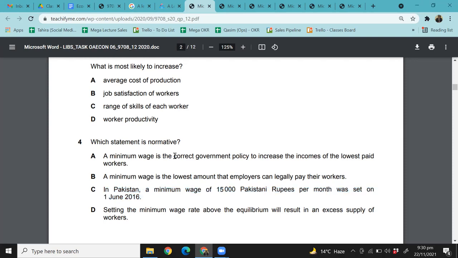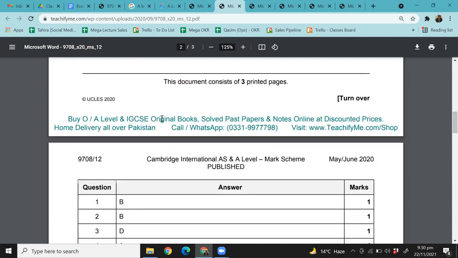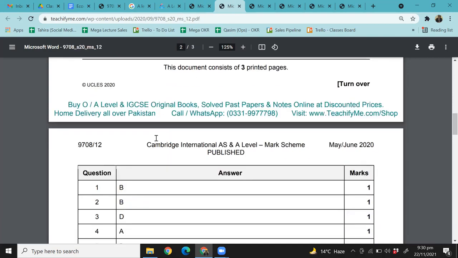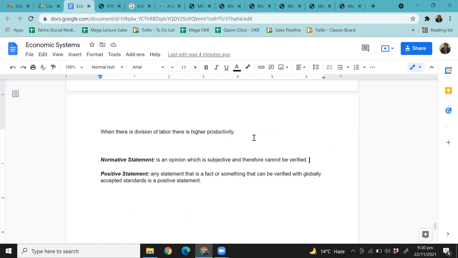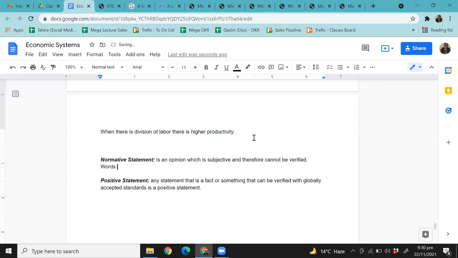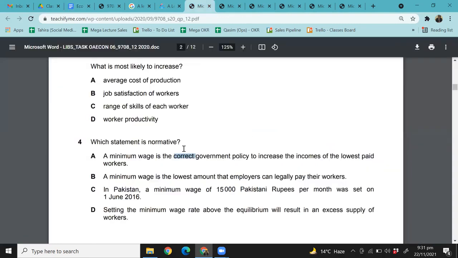So the very use of the word correct told you that A is an opinion. Whenever words like should appear, they indicate that it is an opinion, right? Is it making sense? We're good. Can we move on?